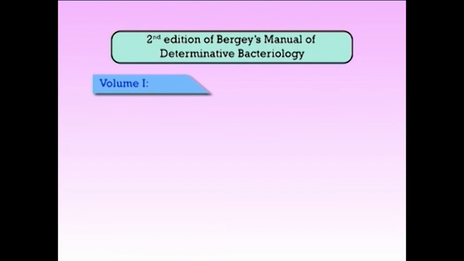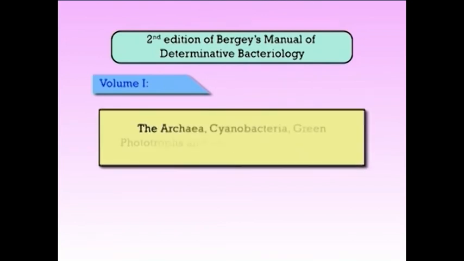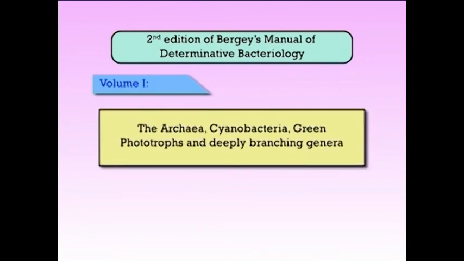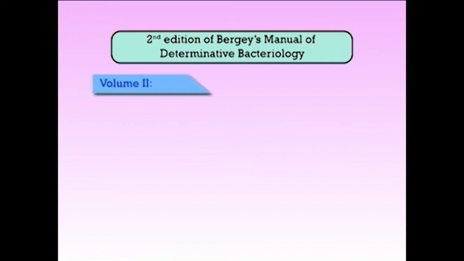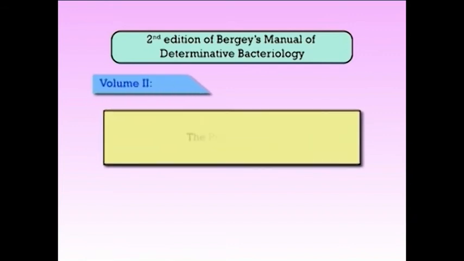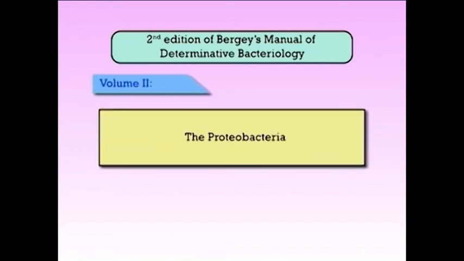Instead, pathogenic species are placed phylogenetically and thus scattered throughout the 5 volumes. So now we'll see the 5 volumes. In the first volume, it contains the archaea, cyanobacteria, green phototrophs and deeply branching genera. In the second volume, it contains the proteobacteria.